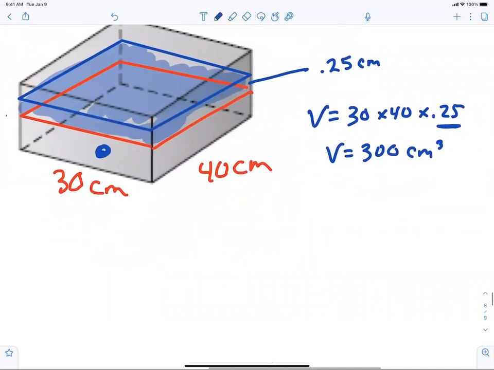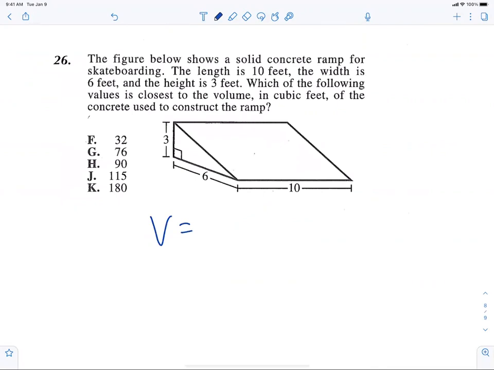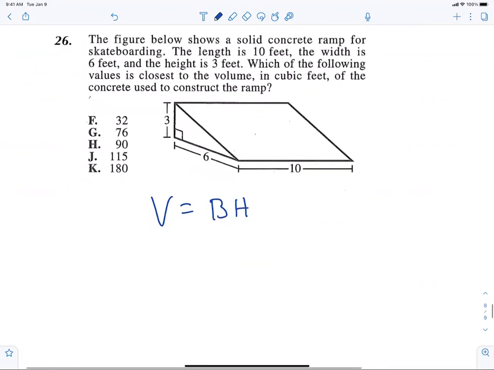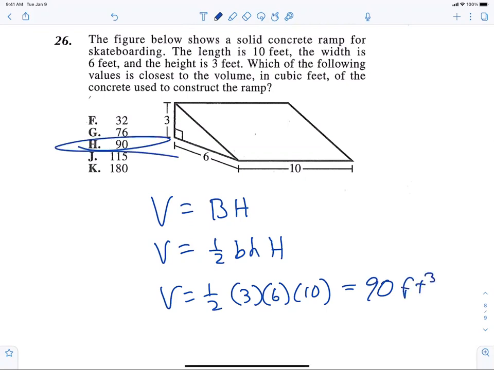Now I have 1 minute, so we got to go. Find the volume of the ramp. What shape is that? Triangular prism. So volume equals area of the base times the height. What's the base shape again? So 1/2 little b, little h, capital H. What's the base and height of the triangle? 3 and 6. What's the height of the prism? 10. Calculate that volume. 90 cubic feet. Believe it or not, that's a high school test question right there. Hard to believe.